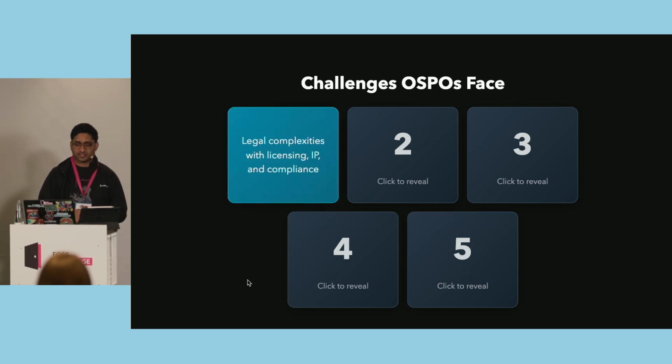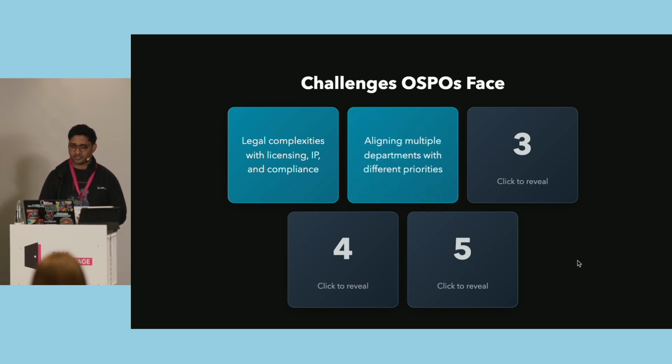The first challenge is legal complexities with licensing, intellectual property, and compliance. The second challenge is aligning multiple departments with different priorities, because the OSPO team needs to coordinate internally with a lot of teams: engineering, legal, security, and IT. A lot of teams have different priorities and different perspectives on open source.